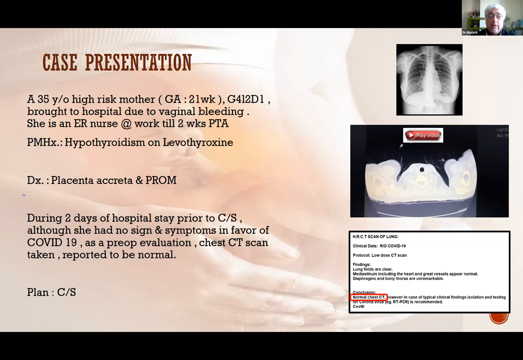She is an ER nurse, and she had been at work until 2 weeks prior to admission. In past medical history, the only significant problem is hypothyroidism, and she has been on levothyroxine. The diagnosis is placenta accreta and premature rupture of membrane. During 2 days of hospital stay, prior to cesarean section, although she had no signs and symptoms in favor of COVID-19, as a pre-op evaluation in that hospital, a chest CT scan was taken and reported to be normal. Let's see the chest CT scan.